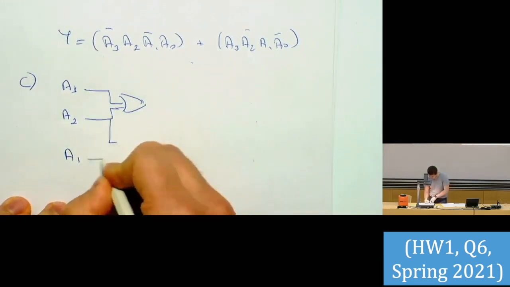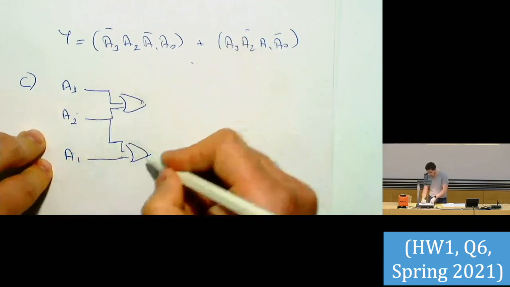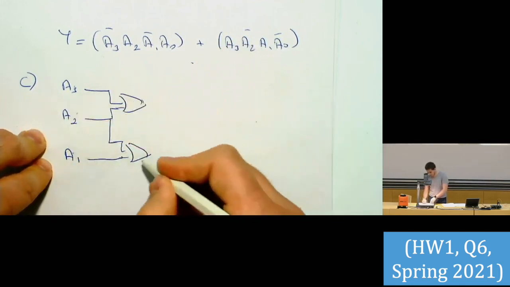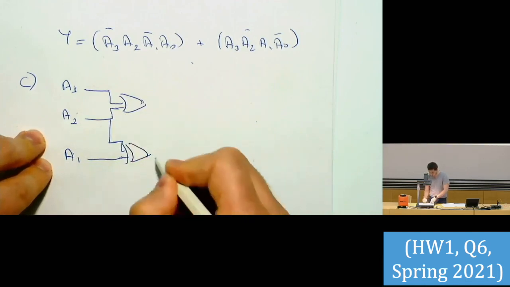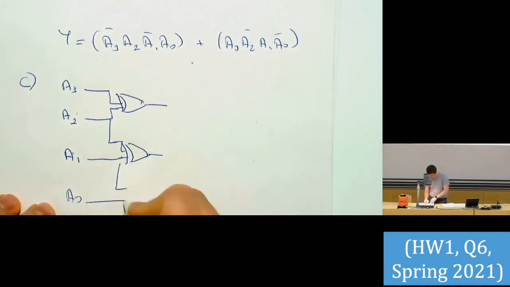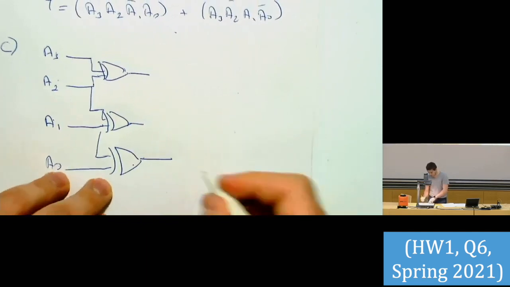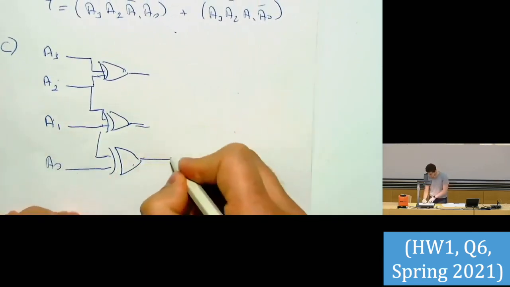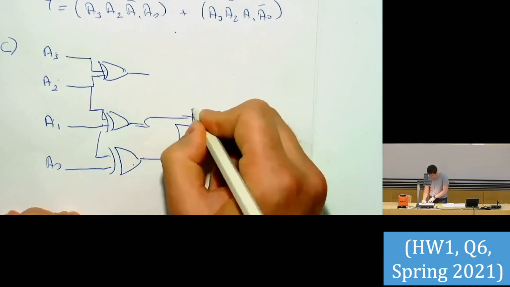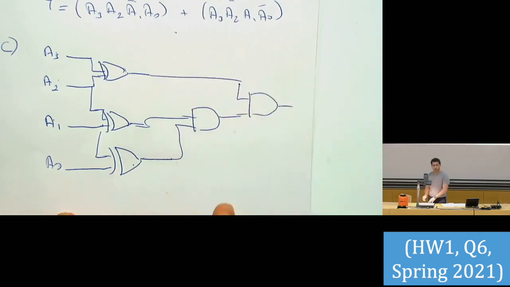For this one, this says that when A2 and A1 are not equal to each other, then the XOR will give us the one again. So this is XOR. And for A0, probably you see where I am going. Here, similarly, this XOR gives one when these are not equal to each other. So basically, I'm going to AND those, right? And this is our very intuitive circuit.